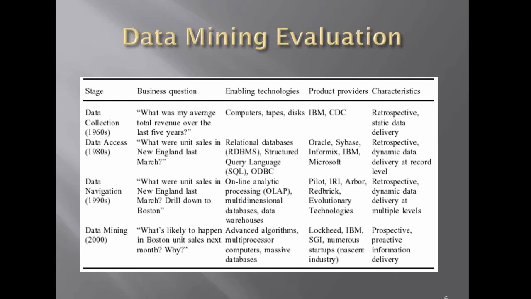The product providers, the pioneers of this prospective data mining, were Lockheed, IBM, and SGI, and there were a lot of startups providing that service as well. The characteristics of that profile were prospective, proactive information delivery. We're able to forecast and project, using these advanced algorithms and multiprocessing computers, to give us a forecast of what we'd be looking at.